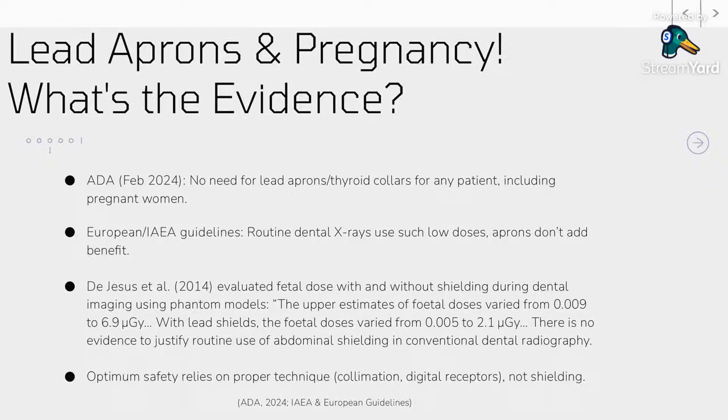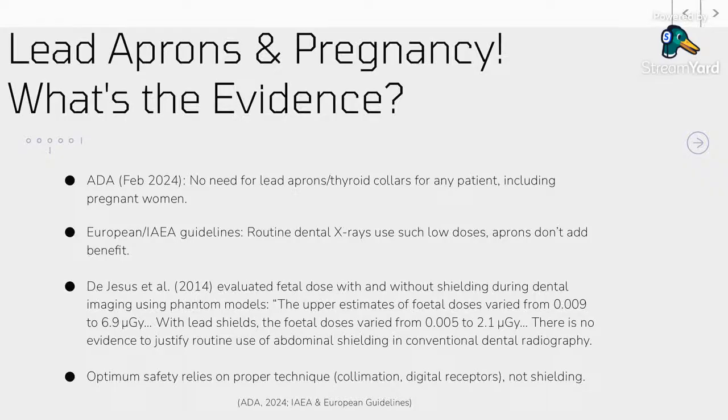Now, this is a study from 2014, and the guidelines have changed since, and we still have the stigma of using lead aprons. So if there is a case where you do not use the lead apron, you should be confident, because you are educated and you can give the literature review as well.